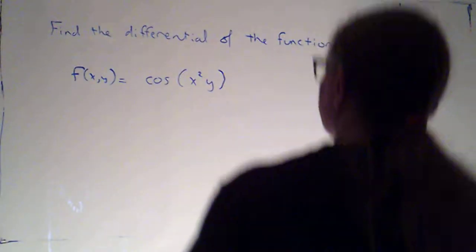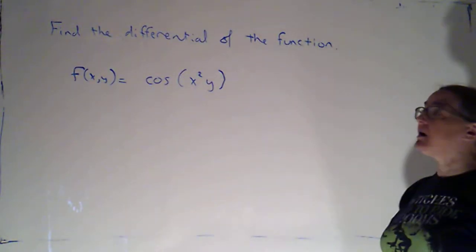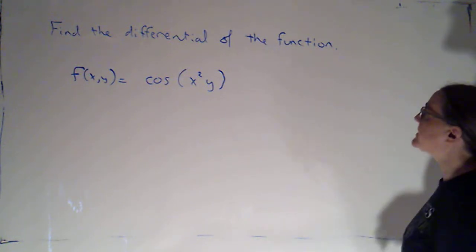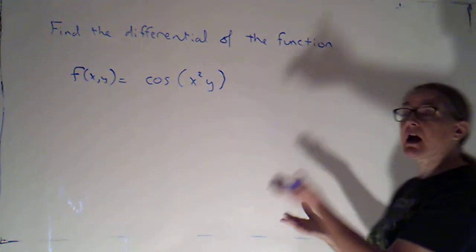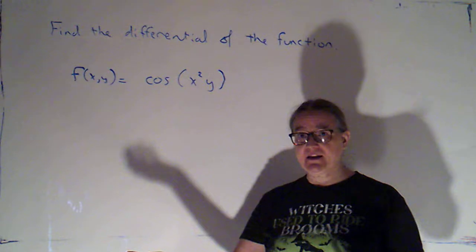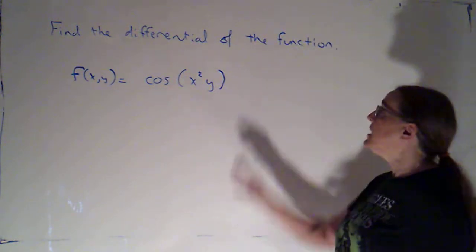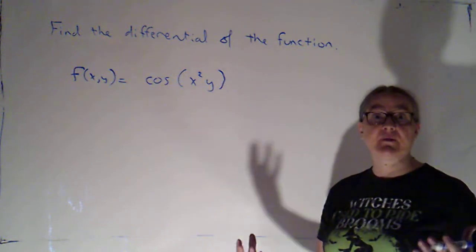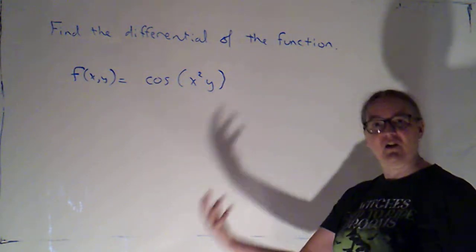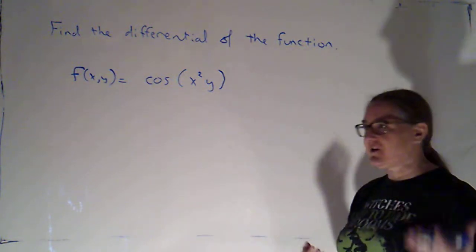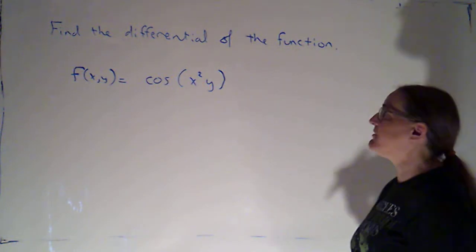On the board, I've given us a problem. Find the differential of the function. A lot of the homework's going to say this, and you'll notice I'm not given a specific point. I'm not given values for dx and dy. So this is just asking me to find a formula for the differential at an arbitrary point, given an arbitrary amount that I'm going to change my variables.